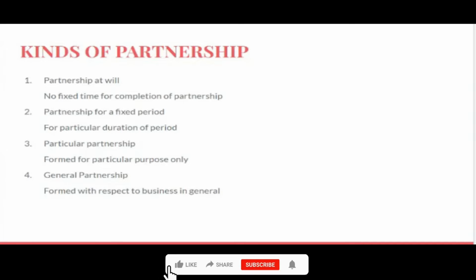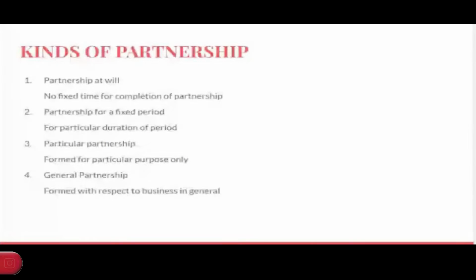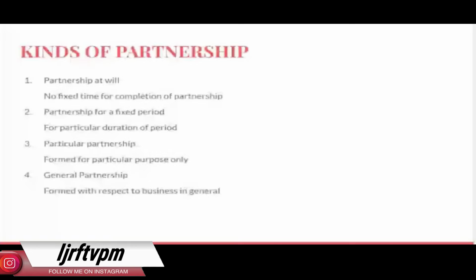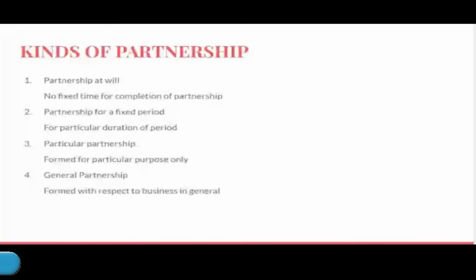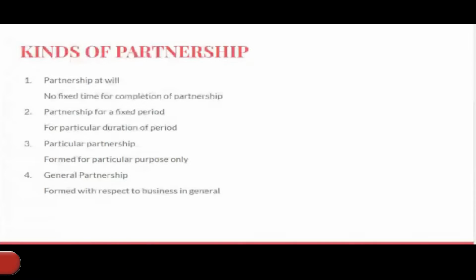The second kind of partnership is partnership for a fixed period. As the name denotes, it is for a fixed duration. In our Indian scenario, I think it is rarely used, and it is used only for specific, time-bound partnership projects.